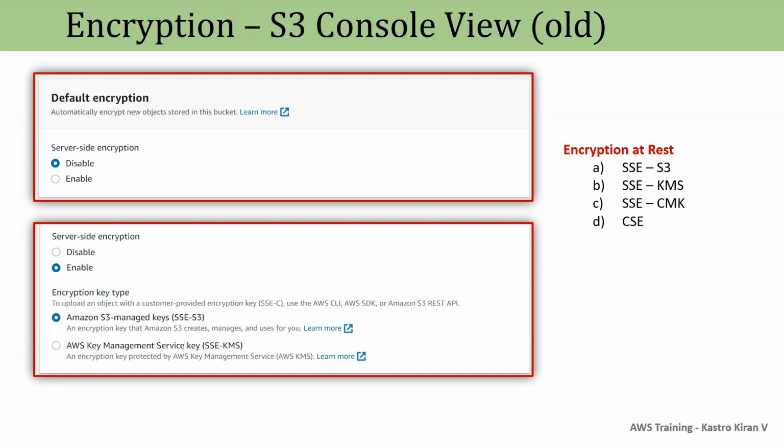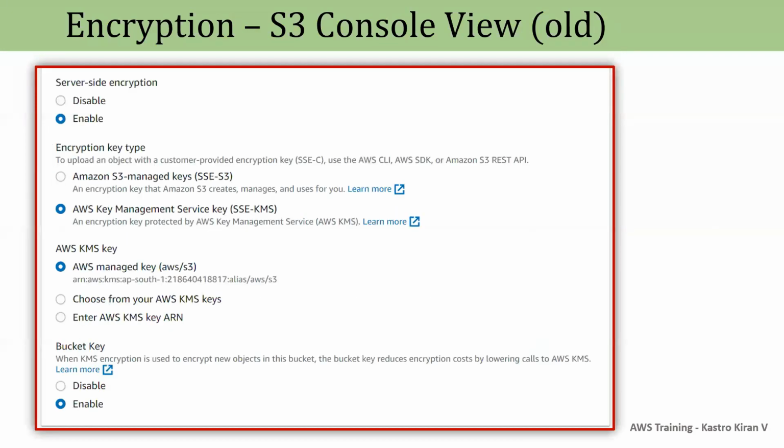So based upon your requirement, if you select SSE-S3, AWS will create the SSE-S3 keys. But if you select KMS key, you have to enable the server side encryption. And once you enable the server side encryption, if you want to create the KMS key, you have to create the KMS key. So this is how the old console and new console look when we need to enable the encryption for a bucket or for an object by using different encryption options.